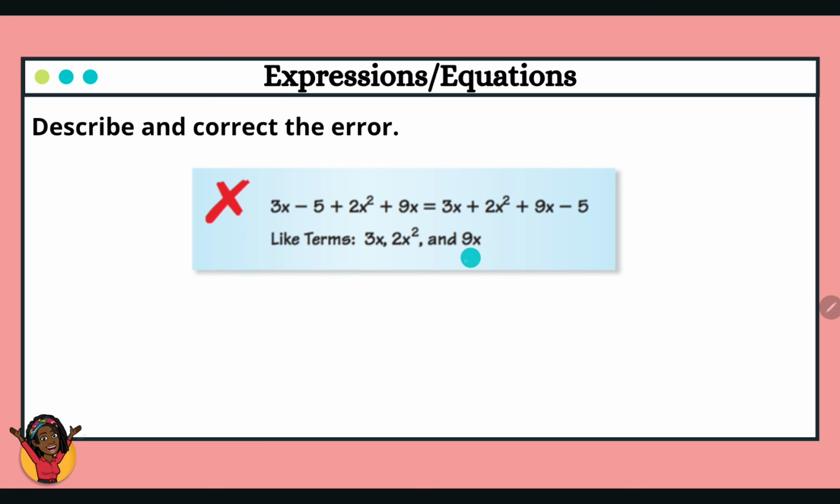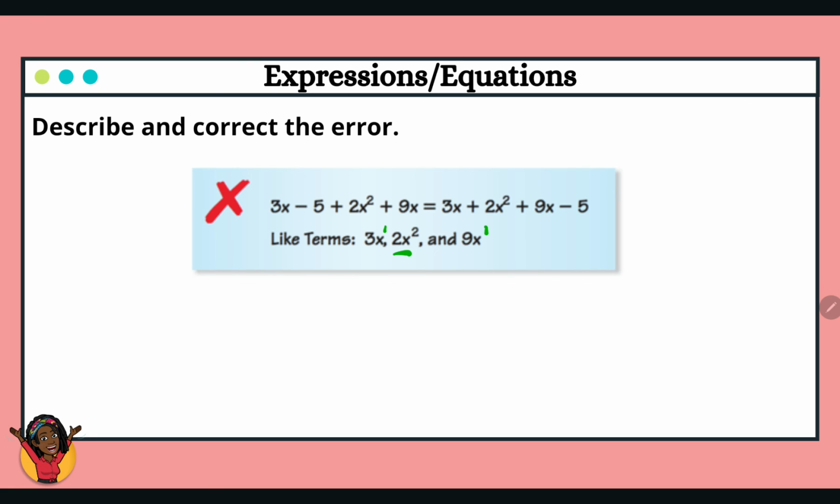Now, if you remember what we talked about, like terms must have the same variable and the same exponent. Therefore, this is incorrect. 2x squared is not a like term to 3x and 9x because these have an exponent of 1, whilst 2x squared, the exponent is 2.